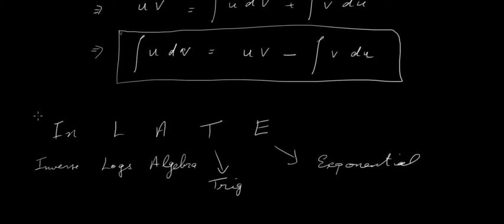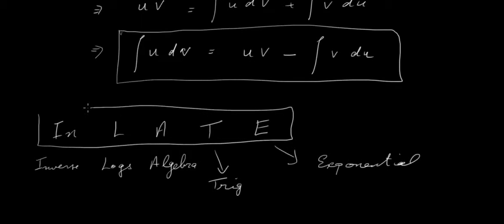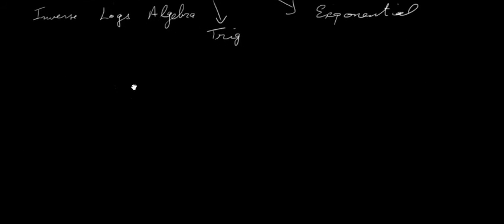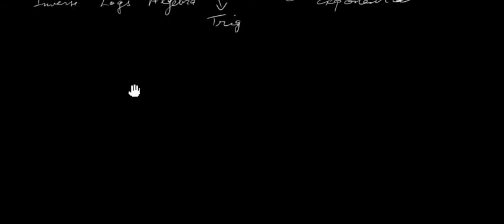Okay, so it's called the ILATE rule. You need to order your functions in this order here before you start using this particular rule. So let's have a look at one or two examples.